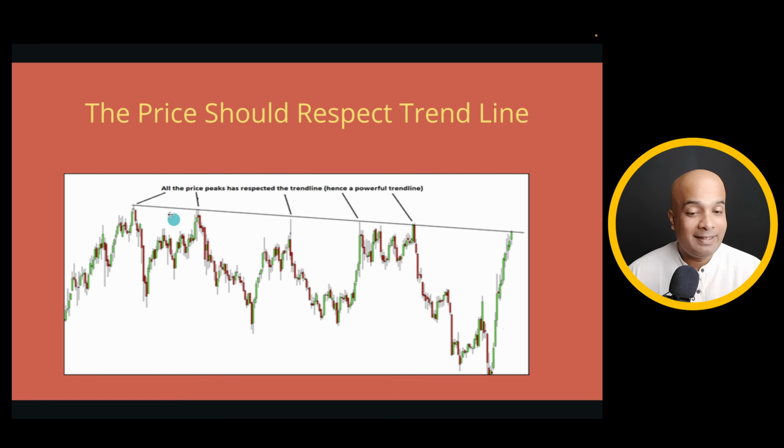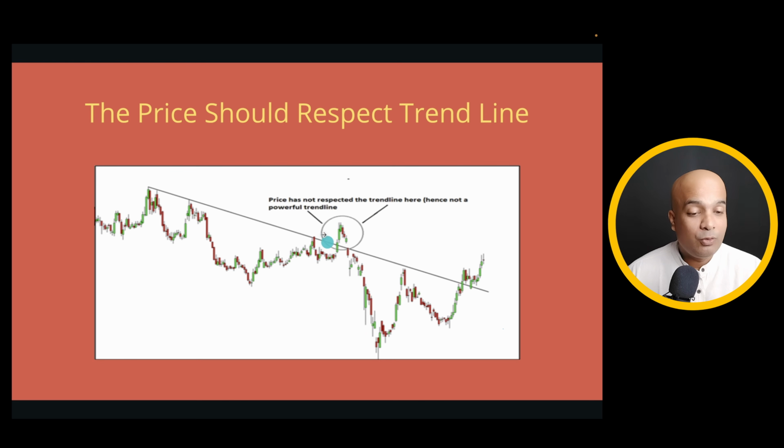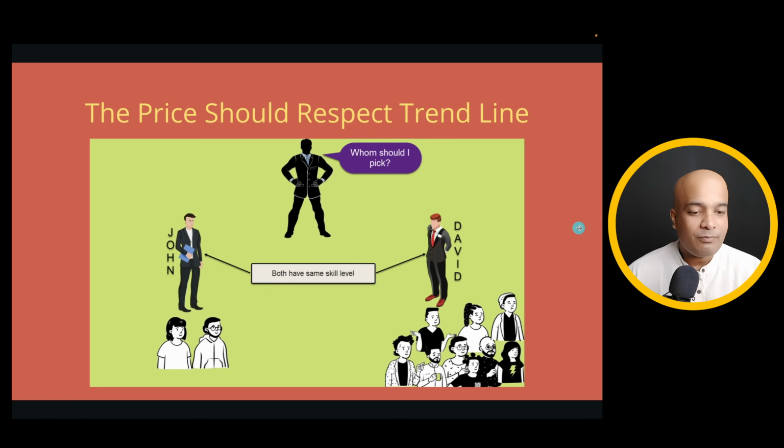Whenever there is a trend line which is connected by more number of peaks, the importance of this particular resistance trend line increases actually. And whenever you spot something like this, where the price has not respected the trend line, the importance of this particular trend line decreases actually.